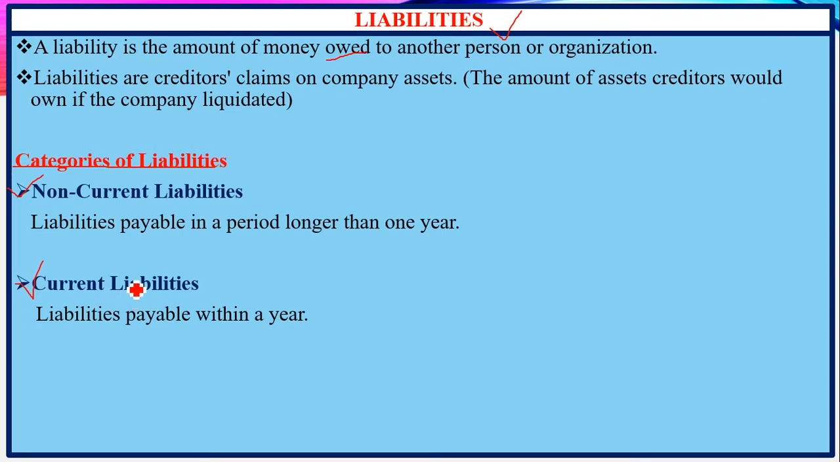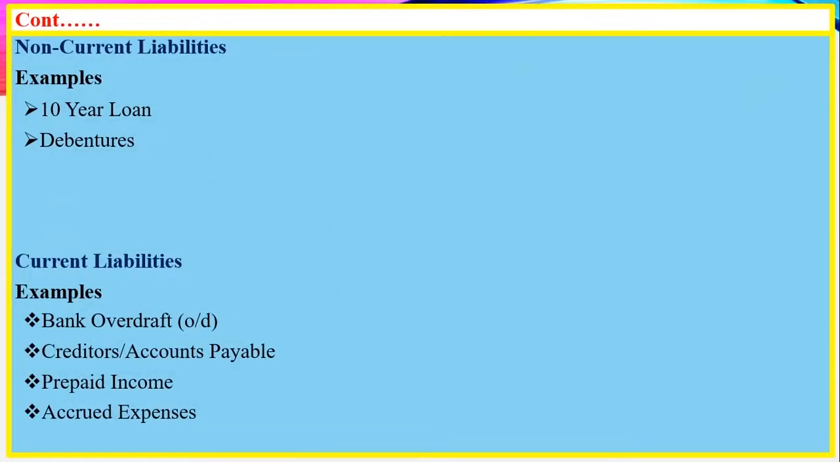Anything that is payable in months, a loan that is payable in months, like a bank overdraft which is payable in a period of not more than 6 months, that is a current liability. That's how you differentiate between non-current liabilities and current liabilities. We can give some examples. Non-current liabilities include a 10-year loan and debentures. Debentures are money borrowed from the public by a company, which are payable in a period of more than 1 year. On the other side, we have current liabilities, such as a bank overdraft.